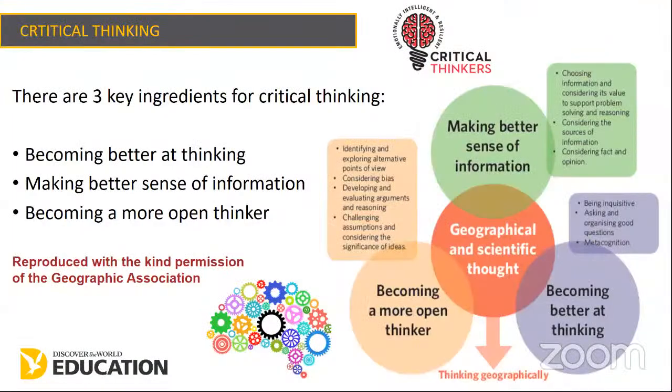Now, the GA say that there are three key ingredients for critical thinking: becoming better at thinking, making better sense of information, and becoming a more open thinker. And critical thinking is not random, it's organised. Therefore, ideally, it builds up to all these three dimensions. We want it to link with the inquiry process and the achievement, and we want them to have higher order thinking. And this starts right from the beginning of school, from Key Stage 1, going right the way through to Key Stage 5.